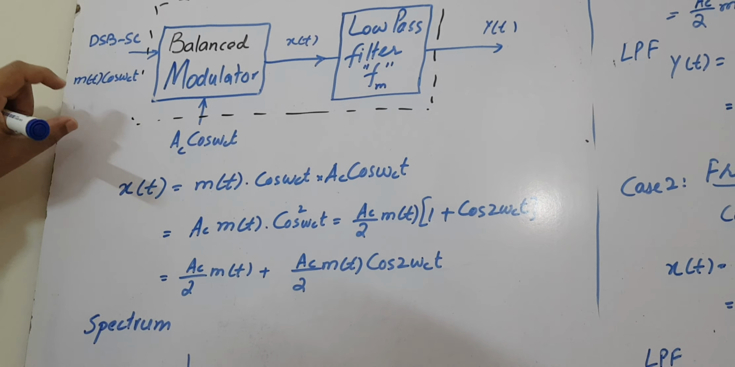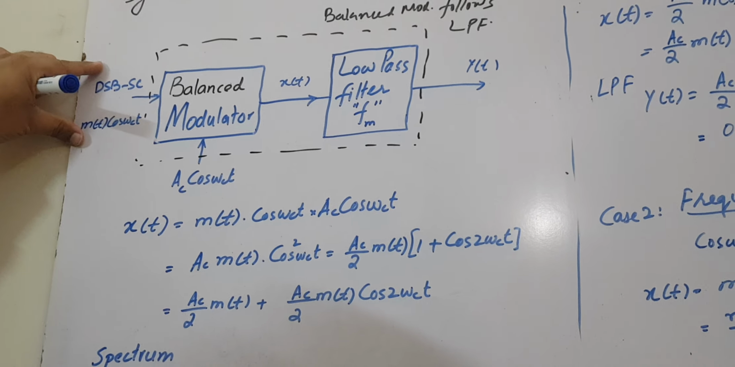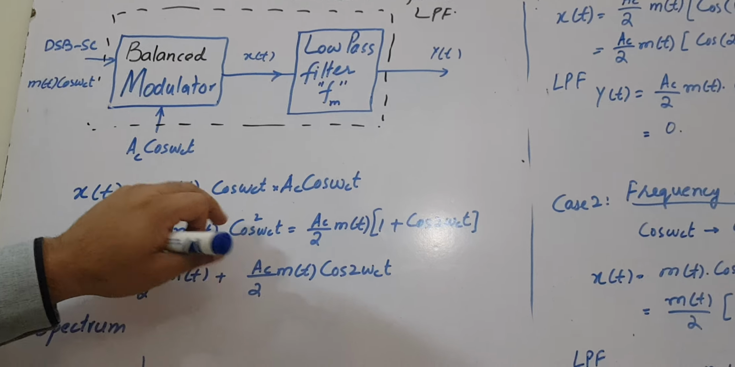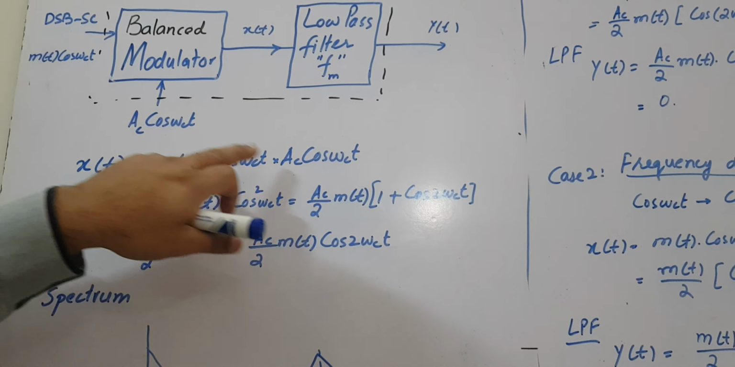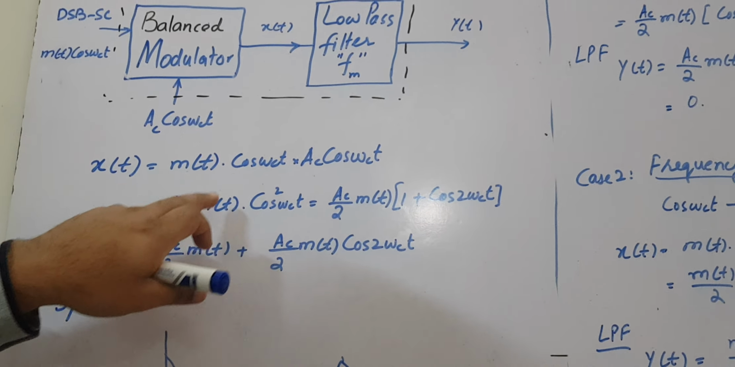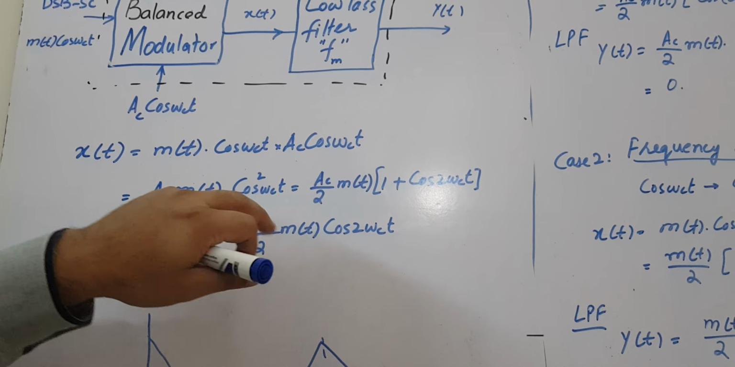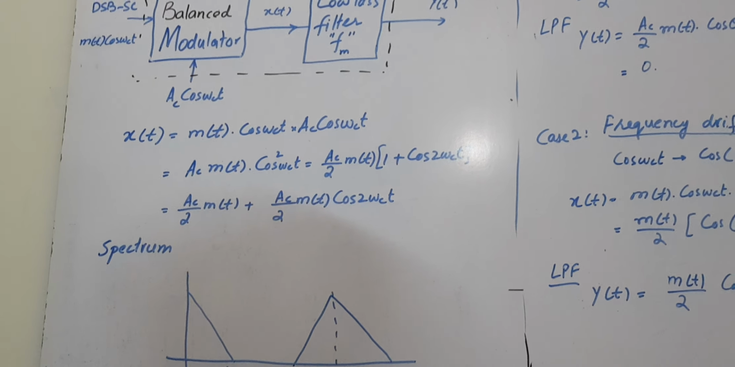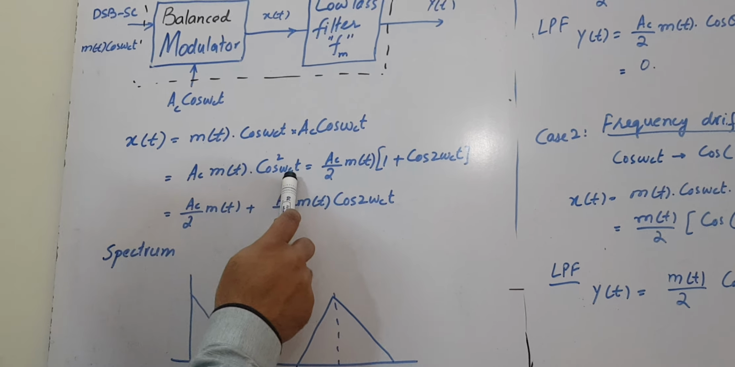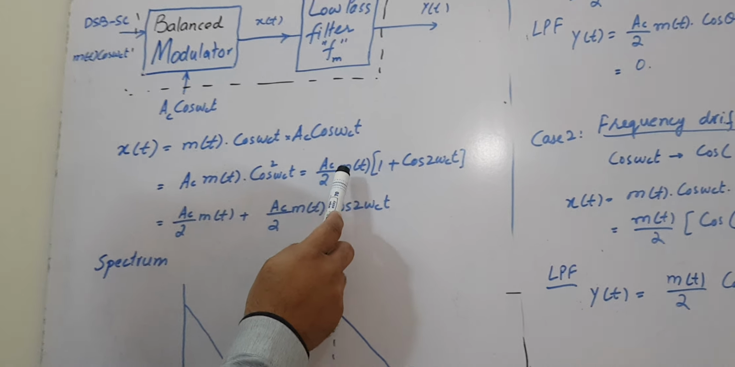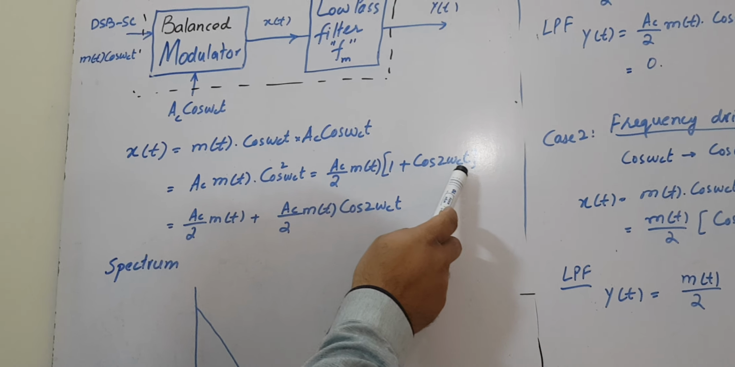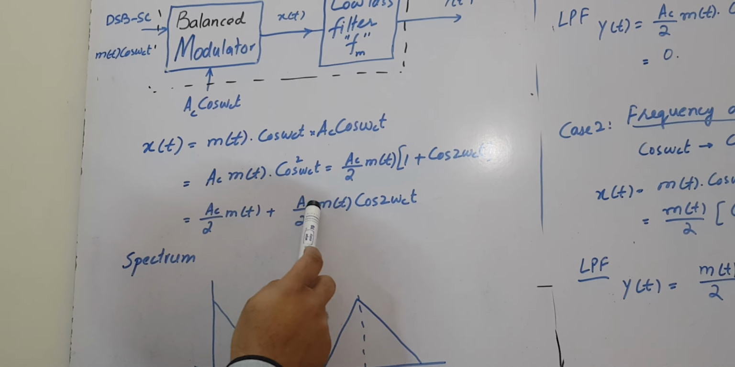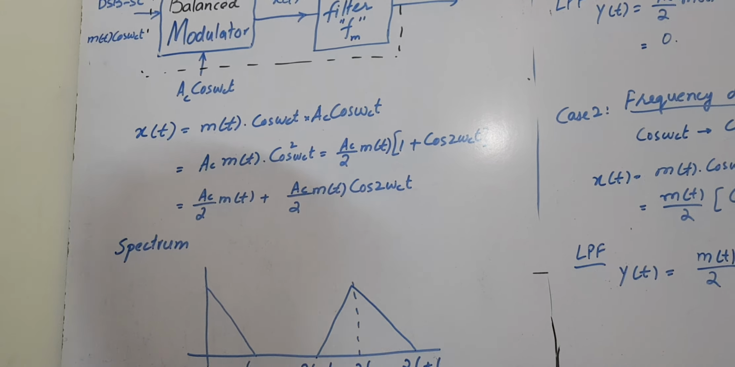So x(t) is the product of the double sideband suppressed carrier and the carrier signal, that is m(t) cos ωct multiplied by Ac cos ωct, which gives cos squared ωct. We know that cos squared θ equals (1 plus cos 2θ) divided by 2. So we can rewrite this as Ac/2 m(t) (1 plus cos 2ωct). Opening that, we get Ac/2 m(t) plus Ac/2 m(t) cos 2ωct.